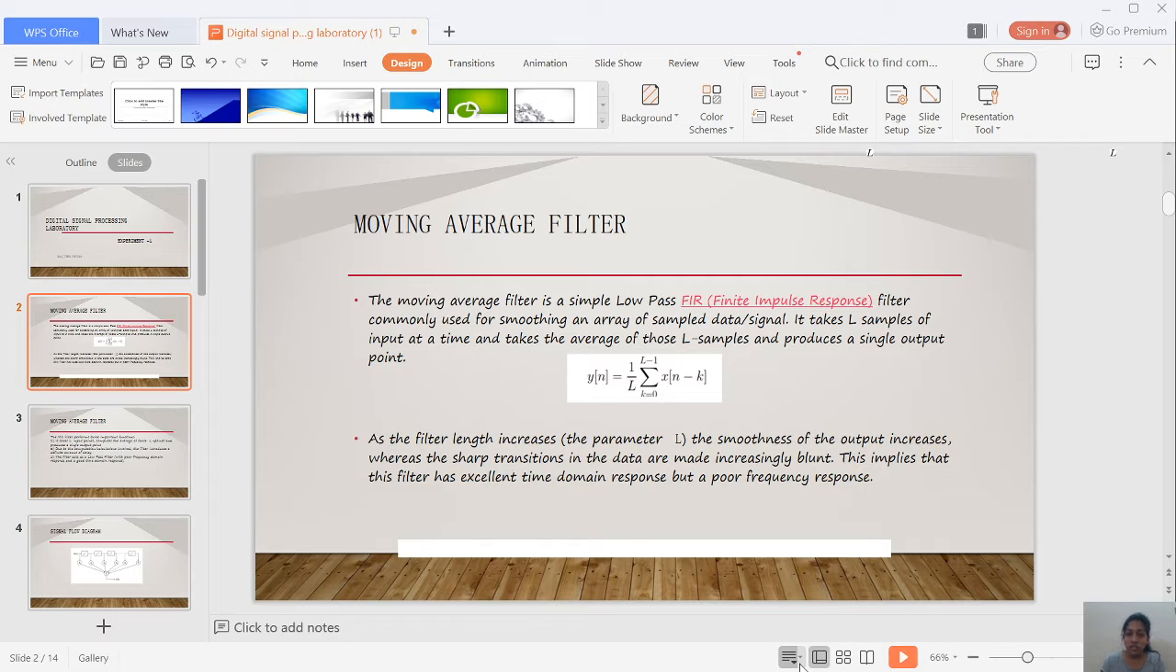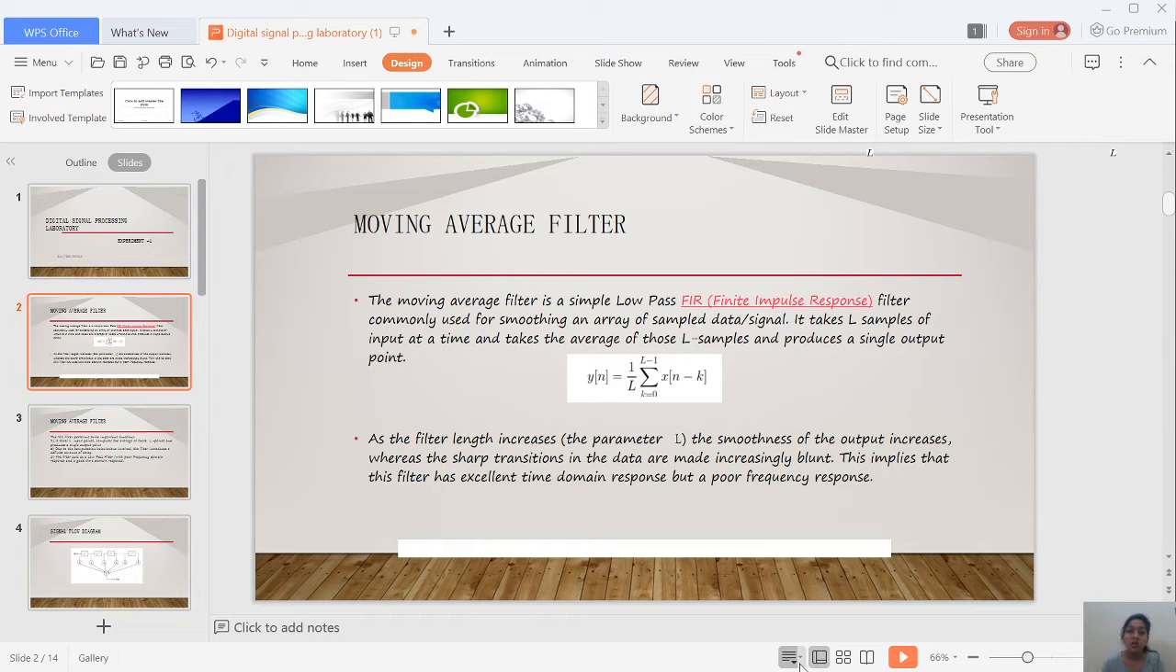A simple low-pass finite impulse response filter, which is generally used for smoothing of an array of sample data or signal. It generally takes L samples of input at a time and takes the average of those L samples and produces a single output point. So the function is 1 by L into sigma k equal to 0 to L minus 1 x of n minus k.